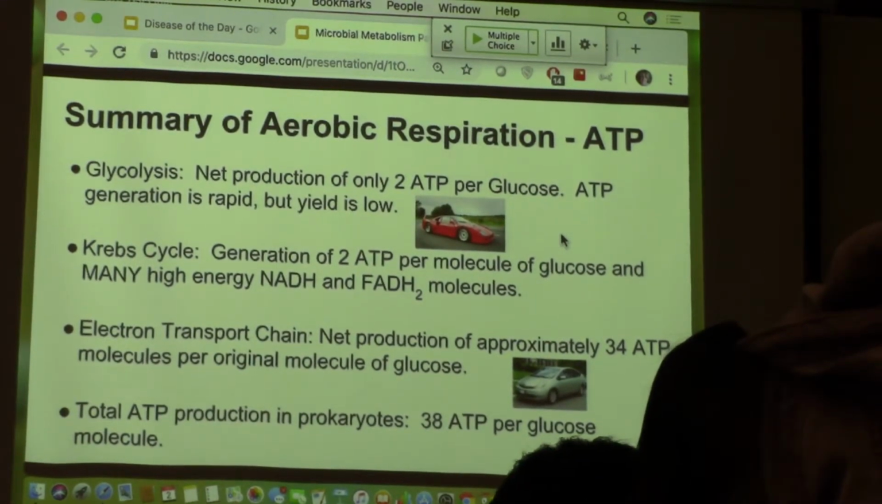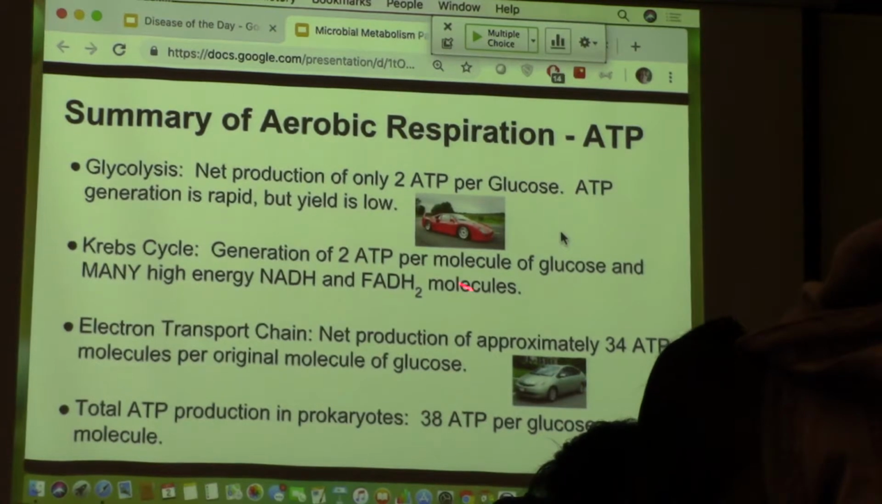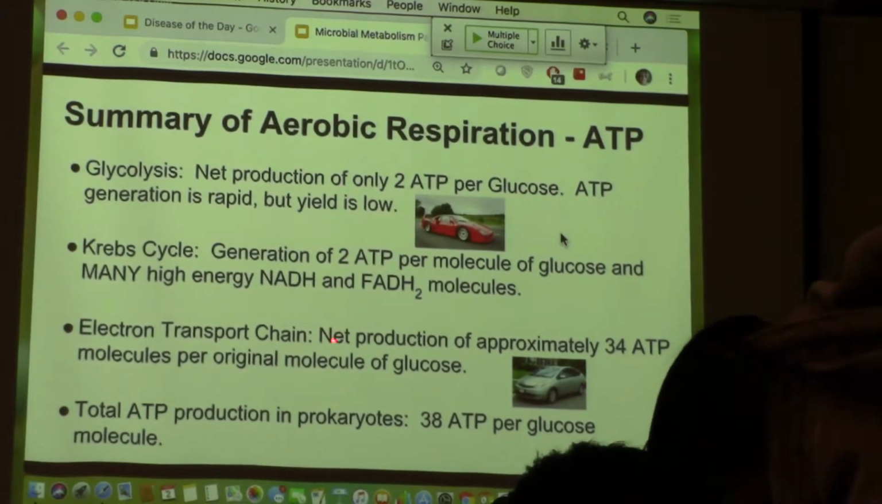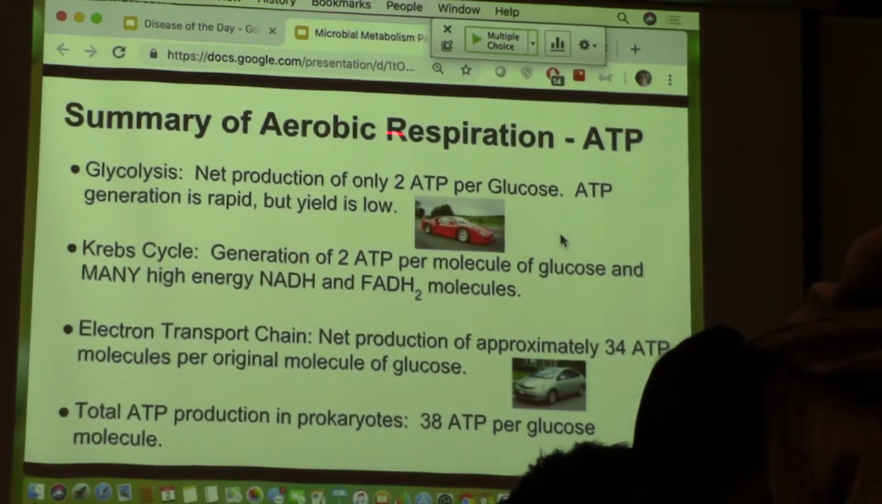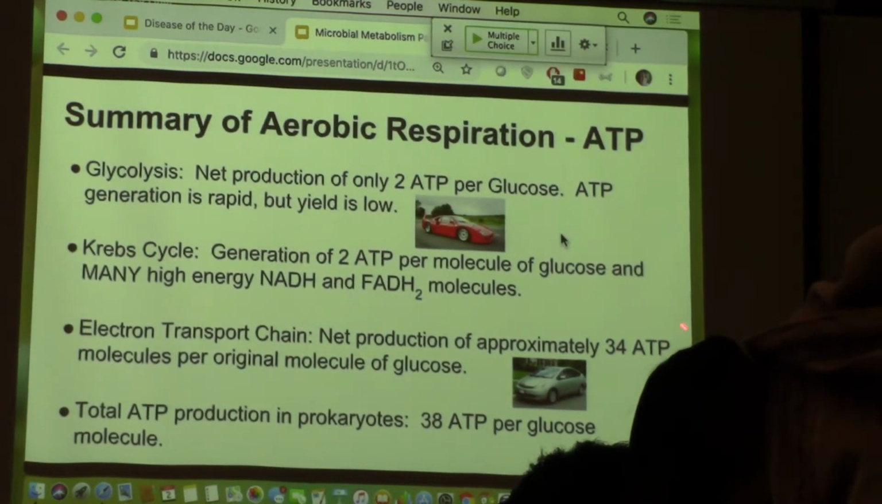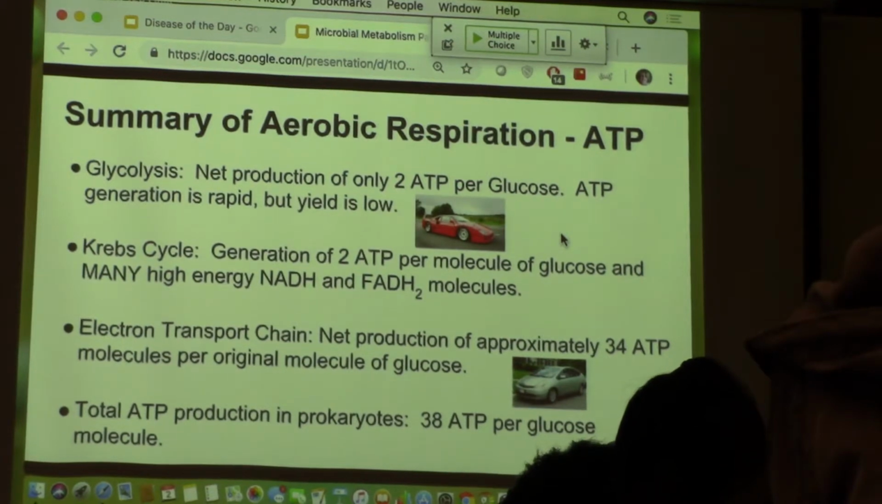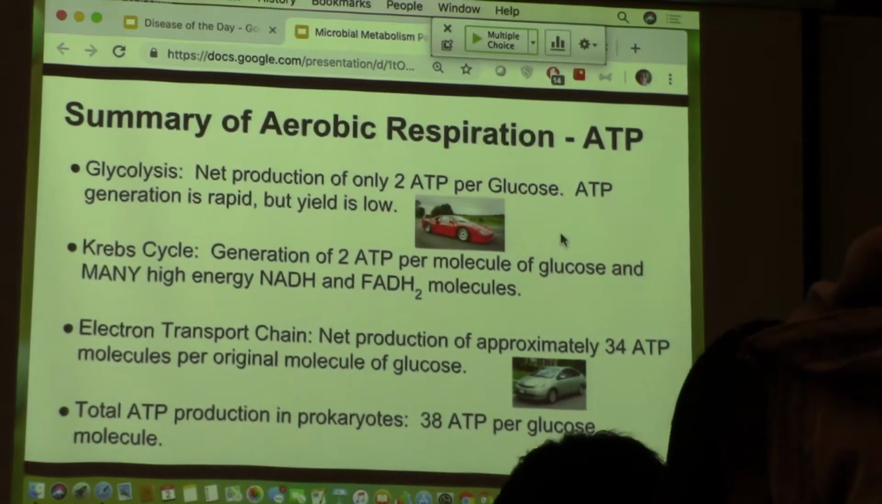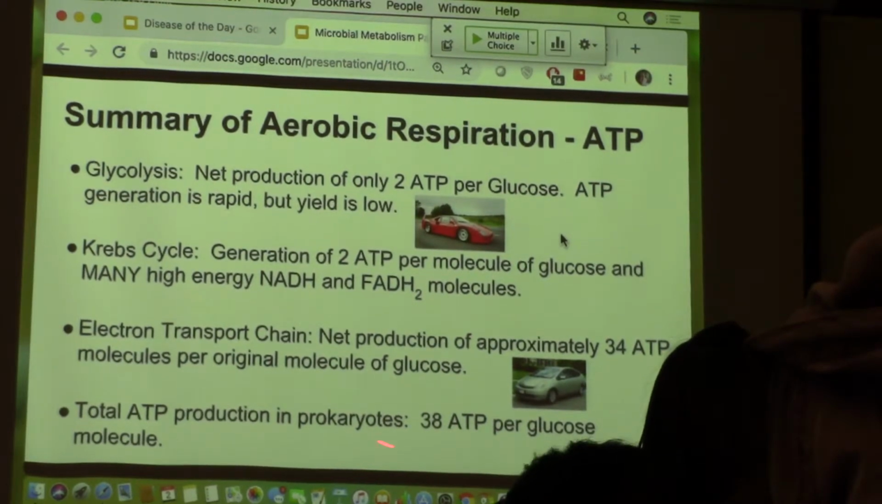When you have oxygen present and you can go through the Krebs cycle and electron transport chain, I got a Prius here. But this is actually slow but very efficient. So instead of only generating 2 ATP per glucose, in a eukaryotic cell you get 34 ATP molecules for the original molecule of glucose. And in a prokaryotic cell you actually get 38.